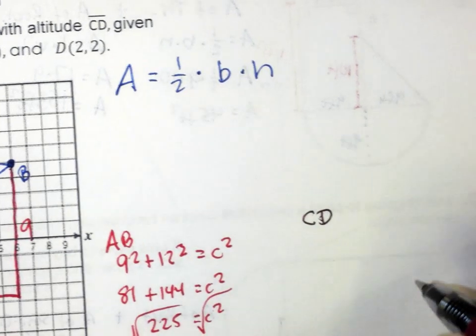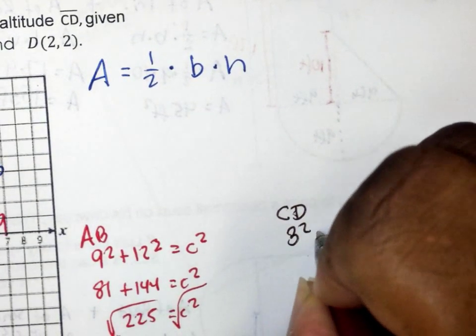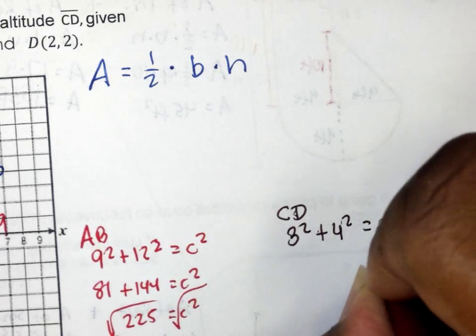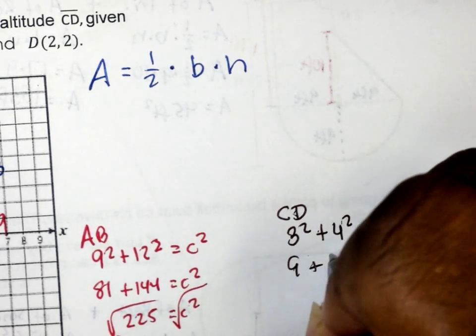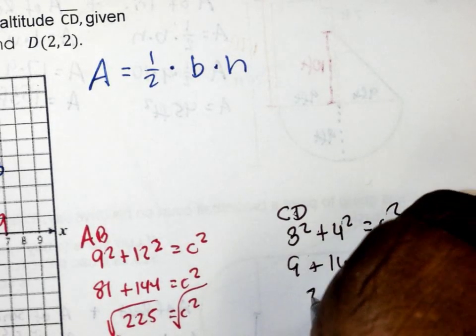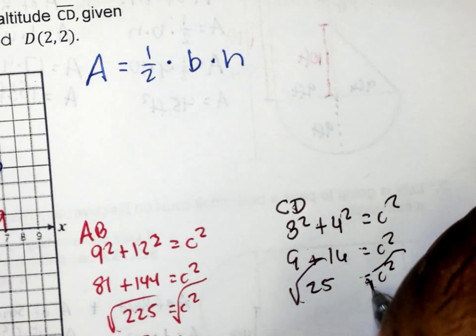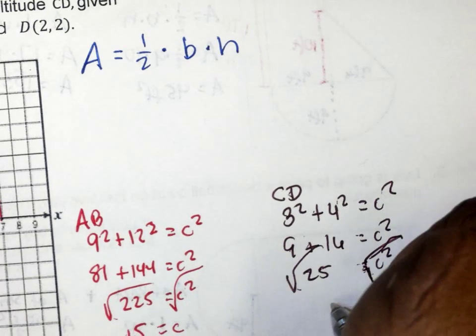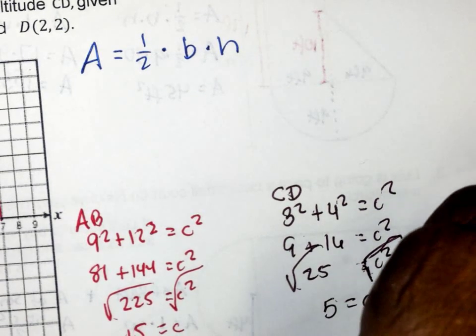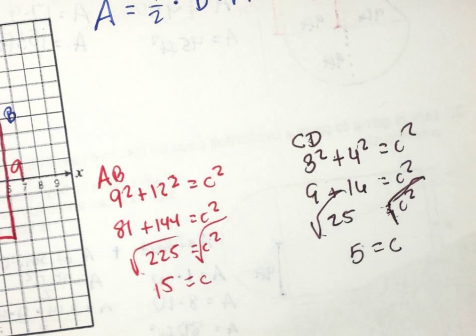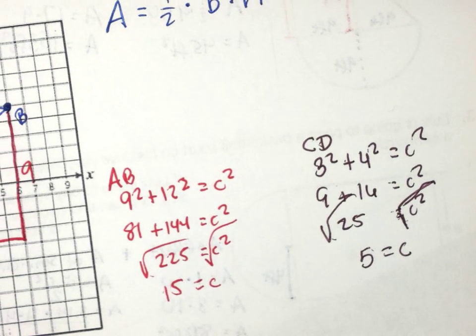CD equals 3 squared plus 4 squared equals c squared. 9 plus 16 equals c squared. 25 equals c squared. Square root, square root. That's a nasty square root. 5 equals c. So those are my two numbers there. My base is 15, my height is 5.